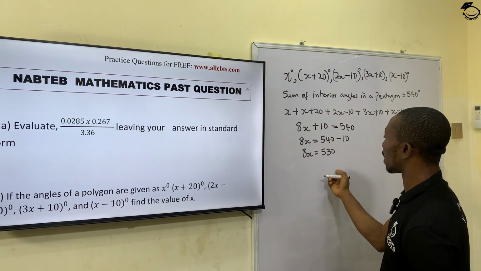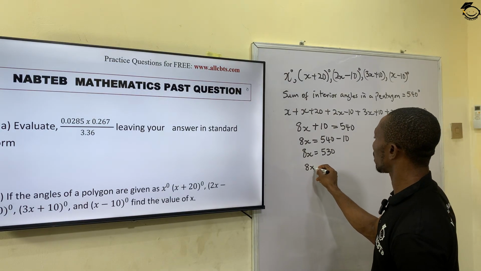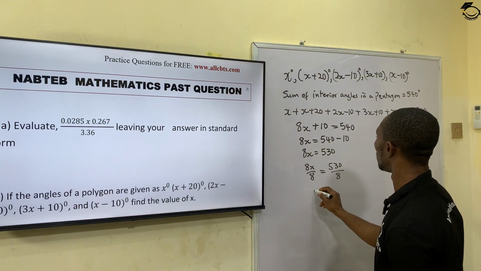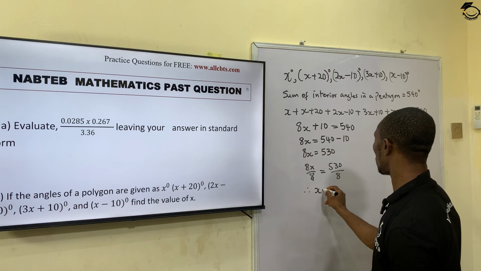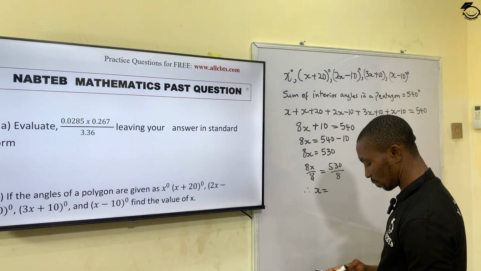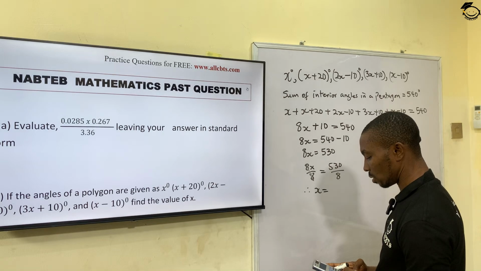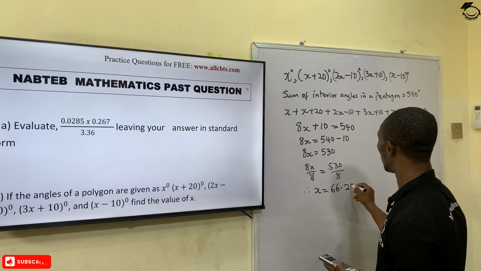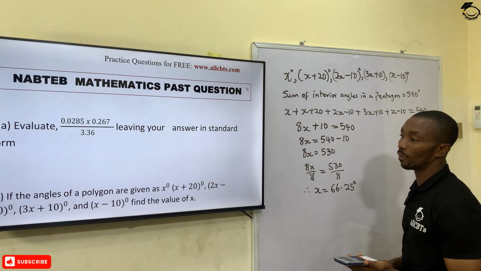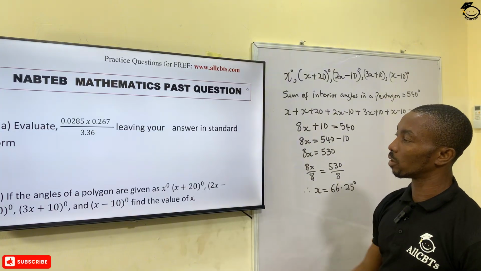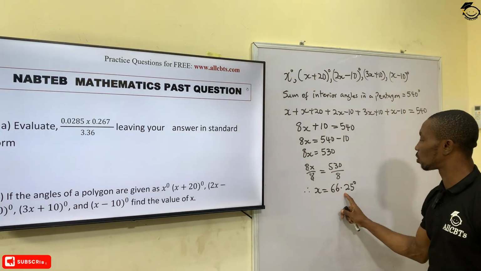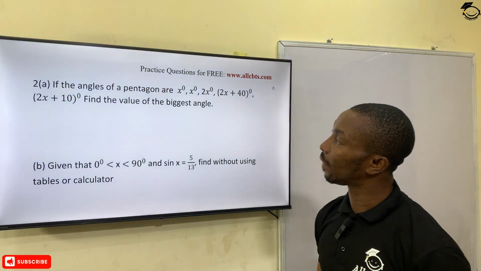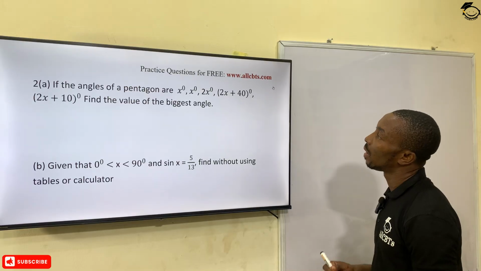Now we divide both sides by 8, which is 8x over 8 equals 530 over 8. So therefore, our x would be 530 divided by 8, which will give us 66.25 degrees. So the value of x for this pentagon is 66.25 degrees.